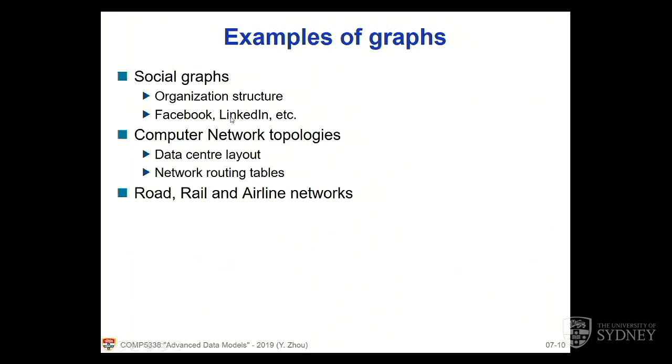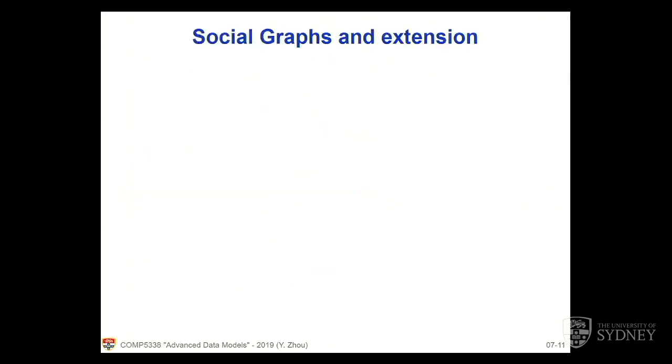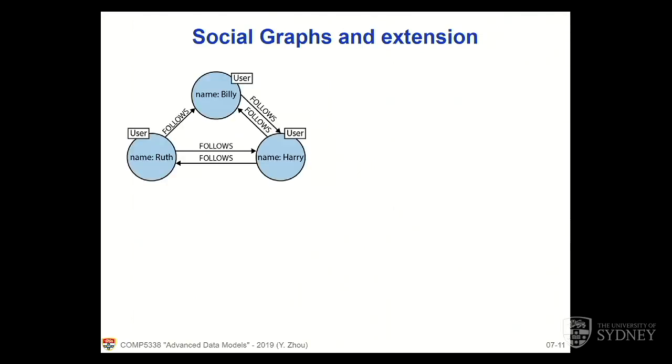And in addition to the very typical things that you can think of, in particular the social graph and other things, you can actually model a lot richer information using graphs. So let's see some examples, like social graphs and their extensions. So this is a very typical social graph, like most people will think about when we talk about social graph.